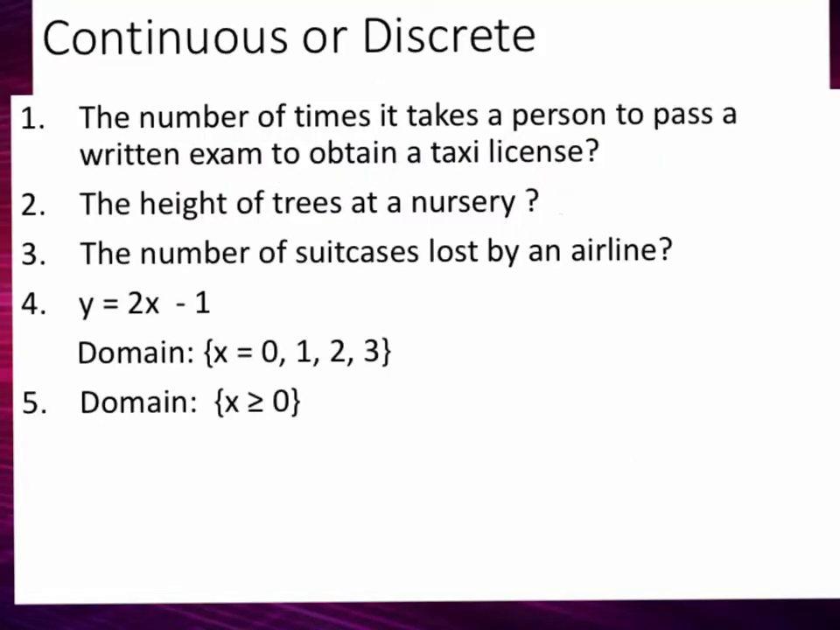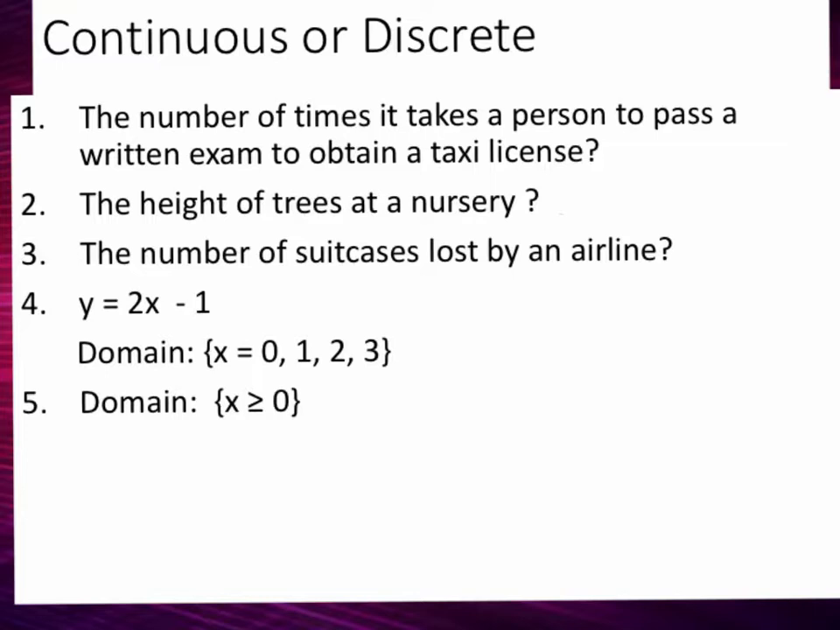Okay, let's test your knowledge and see if you can decide between these different scenarios whether they are continuous or discrete. Because this is what you're going to have to do a lot, not just with continuous or discrete. You'll also have to compare graphs for exponential or linear functions. And we'll be talking about that over the next few weeks. But before we get into it, let's discuss this continuous or discrete.